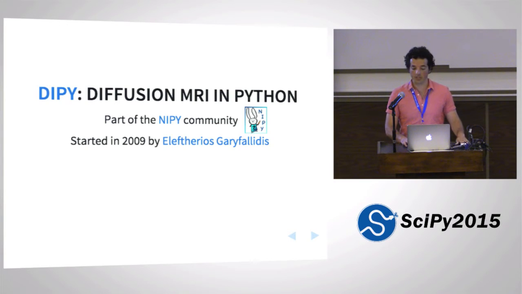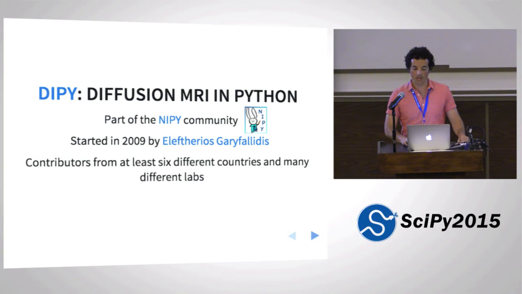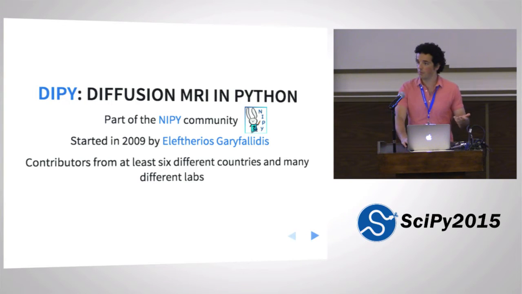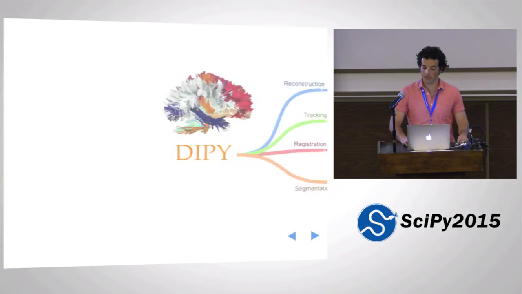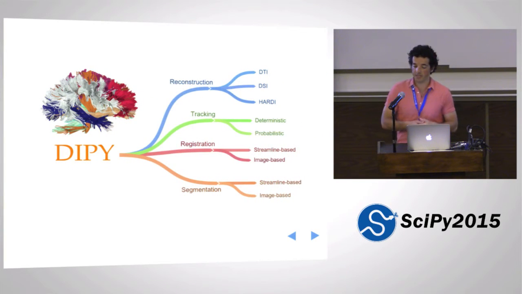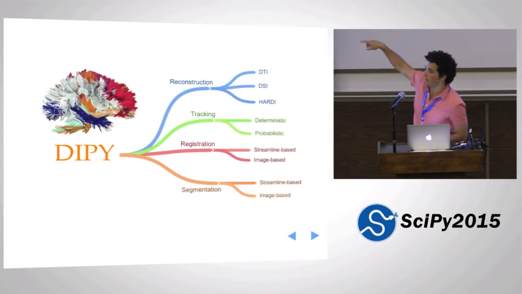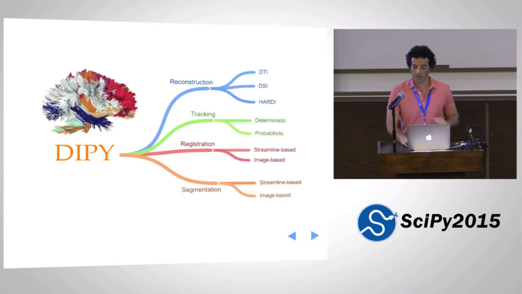DIPY was started in 2009 by Eleftherios Garyfallidis, who's still the leading developer of this project. And there are contributors from many different places, many different labs that still contribute to the project. And as I said, DIPY implements many different ways of modeling individual voxel data and then applying these tracking methods. There are other methods for image registration and segmentation that I won't be even talking about today.